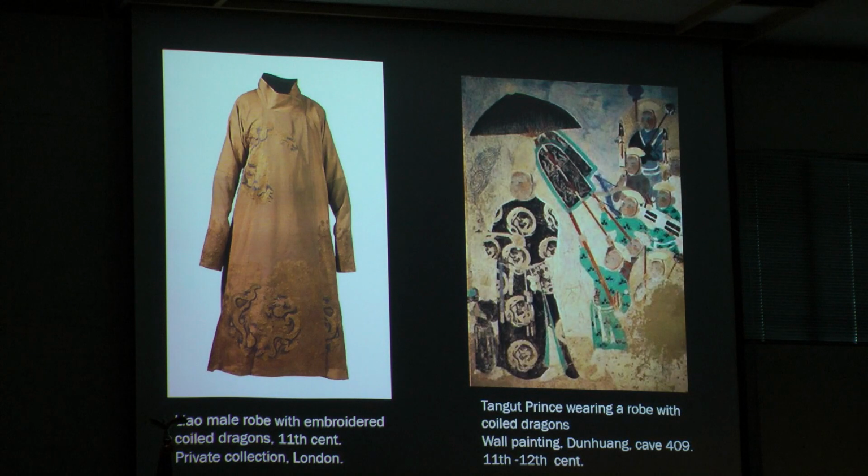As we can see looking at pictorial evidence or comparing different textiles, all these non-Chinese people shared a similar or identical textile iconography. Here we have a Liao robe with the coiled dragons, very similar to that of a Tangut prince depicted in Dunhuang. The Tangut were another population who moved to northwestern China and established the Tangut Empire in the 11th century, and were destroyed by the Mongols a century later.